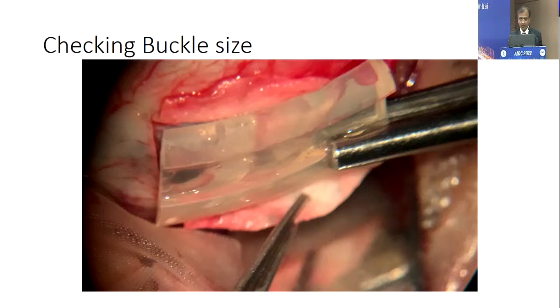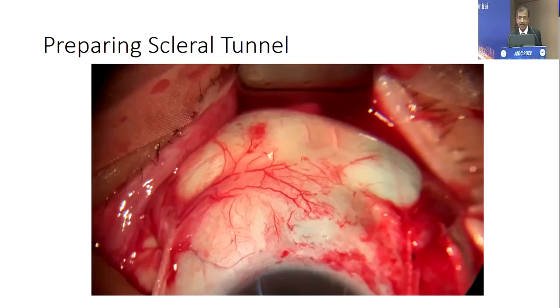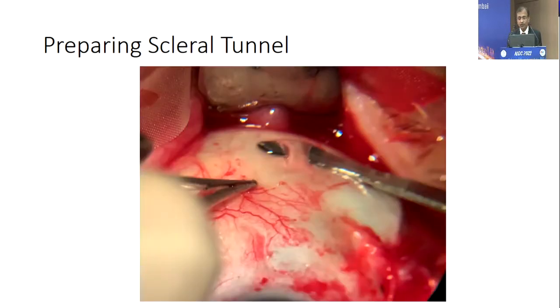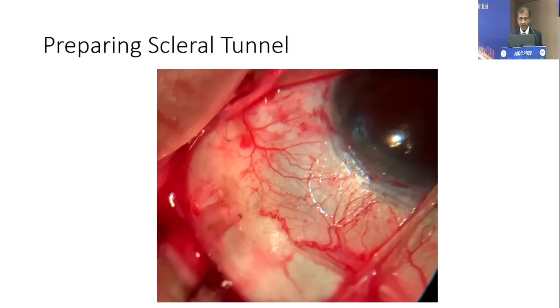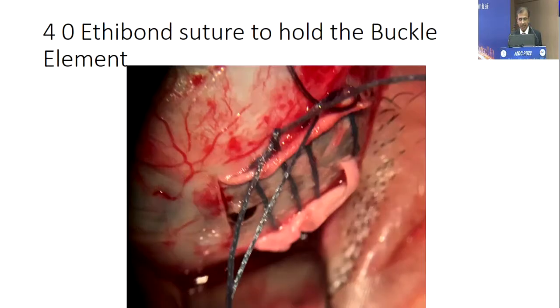fit in that size. So the size is not decided beforehand. You have to keep a set of bands ready with you, and once you have done the dissection, you select the band you want, which would completely fit in that dissection you have made. And once the area is dissected, you start dissecting for the encircling element. You use that same dissection knife again to make scleral tunnels, which you do in the other quadrants where you are not going to place the major buckle.